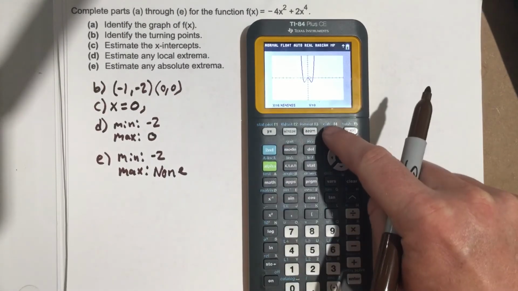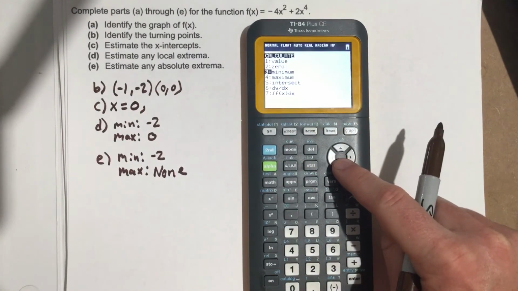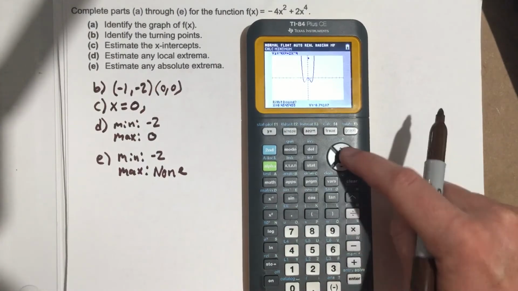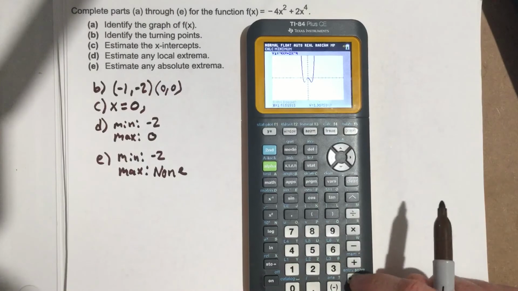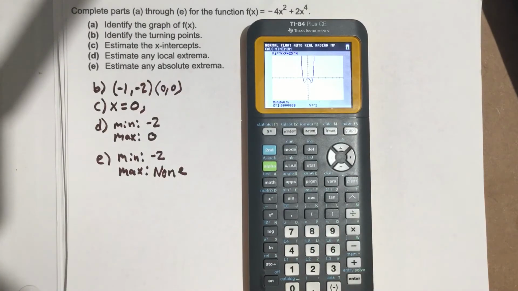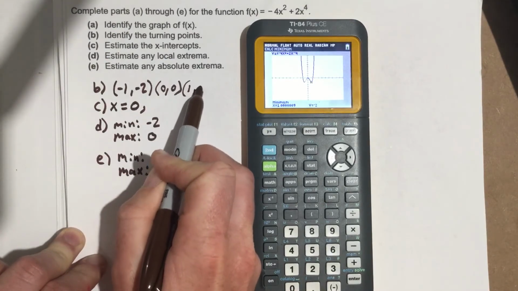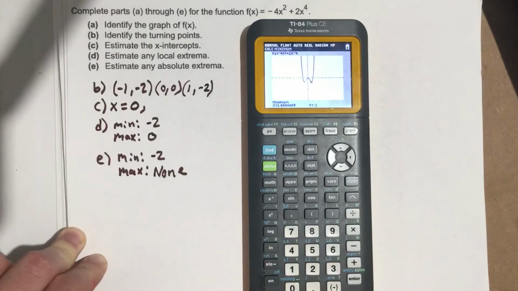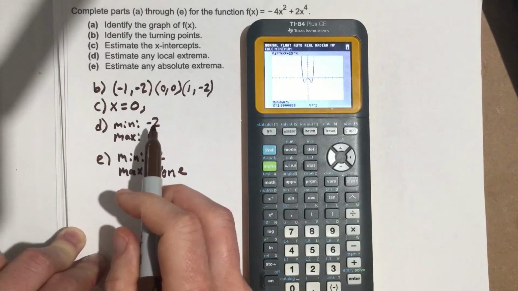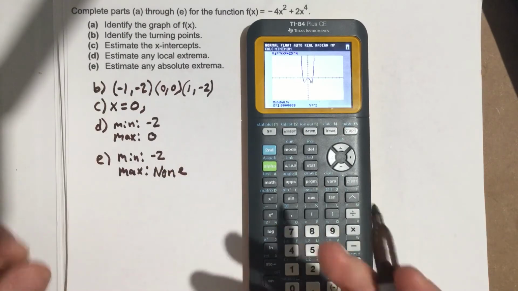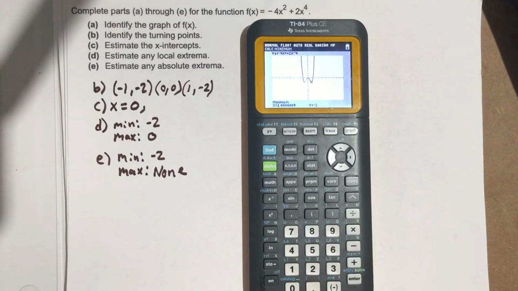We're going to go to second calc, and we're going to go to minimum again. Left bound, right bound, guess it please. Tells us 1, negative 2 for a turning point. So 1, negative 2. And that means that we have negative 2 already as a min, so I don't need to write it twice. We already have it as a minimum. And that's all we've got there.